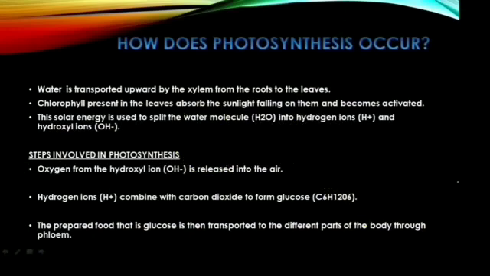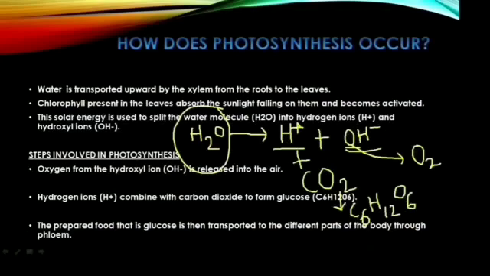And the glucose that is prepared in this process is transported to the different parts of the plant body through the phloem, students, and some of the glucose is utilized by the plant body, but the remaining is stored in the form of starch.